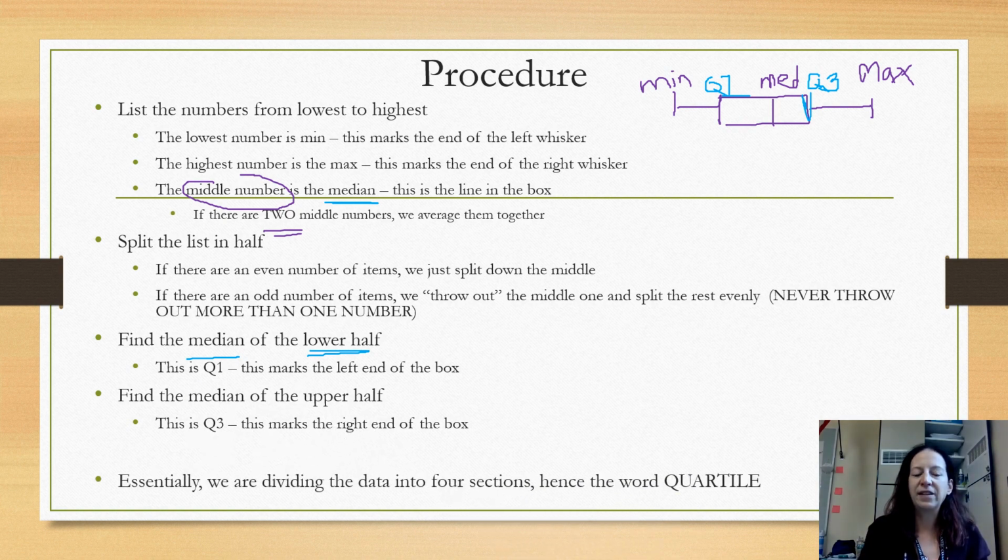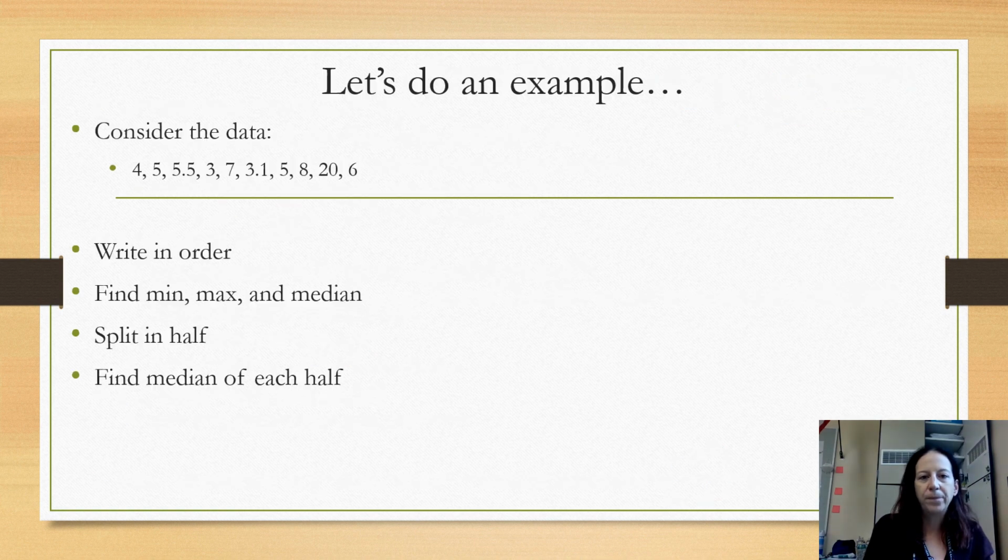Essentially, we are dividing the data into four sections, hence the word quartiles. If you're wondering where the word quartile came from, think quarter, one fourth. To quarter something means to divide it into fourths. So we've got this list of numbers, and then we split it in half, and then we split each half in half. And so now we've got these four sections of numbers. And these are just the rules for how you would split that up.